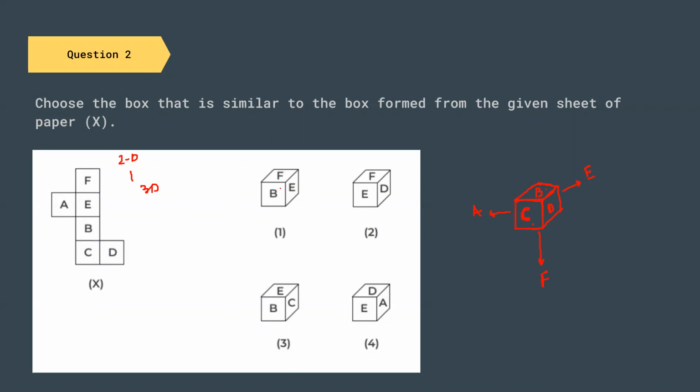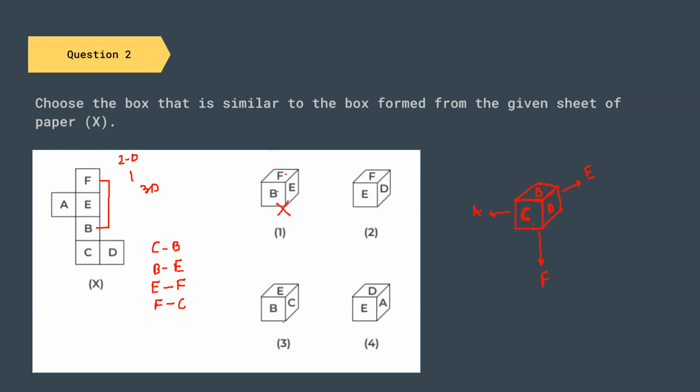If you notice in this particular cube, we have B, then we have F. This is not possible because B and F are not adjacent to each other. Who are adjacent? C and B are adjacent to each other. B and E are adjacent. E and F are adjacent. F and C are adjacent. But B and F are not adjacent to each other. That is why this particular option is eliminated.